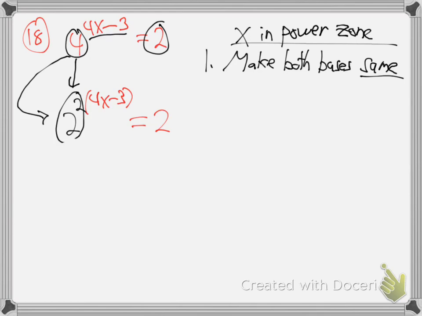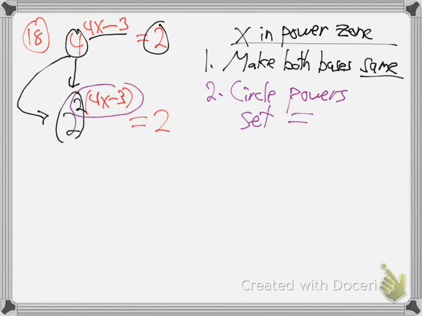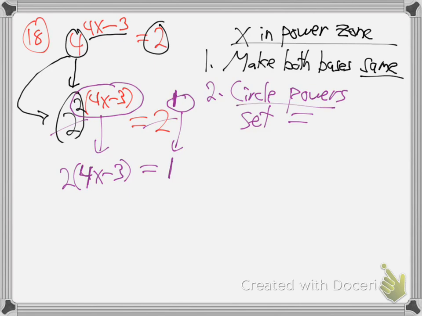Well, once you make the bases the same, step 2 is circle the powers, set equal. So circle this power. Now what's the power over here? Nothing, which means invisible 1, huh? So bring just the power down and just the power down. There we go. So I ignored the 2 bases, in other words. So circle the powers and set them equal.